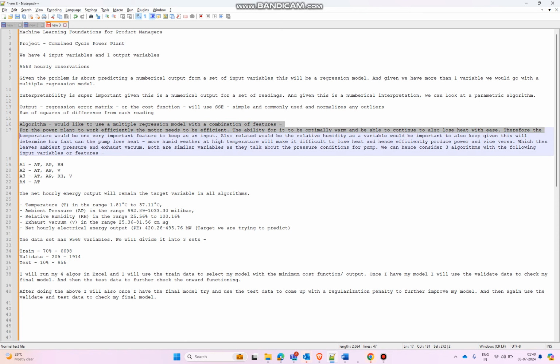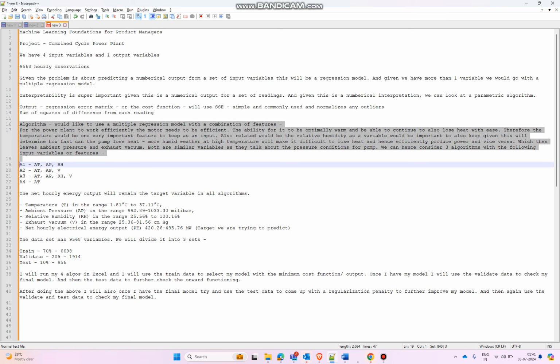So how will we look at the algorithm? Let's look at what we have here. We have a power plant giving some power with some variables in place. So this will have a combination of features. Now, for the power plant to work efficiently, the motor needs to be efficient, with the ability to be optimally warm and also to lose heat with ease. Therefore, the temperature would be one very important feature to keep as an input.